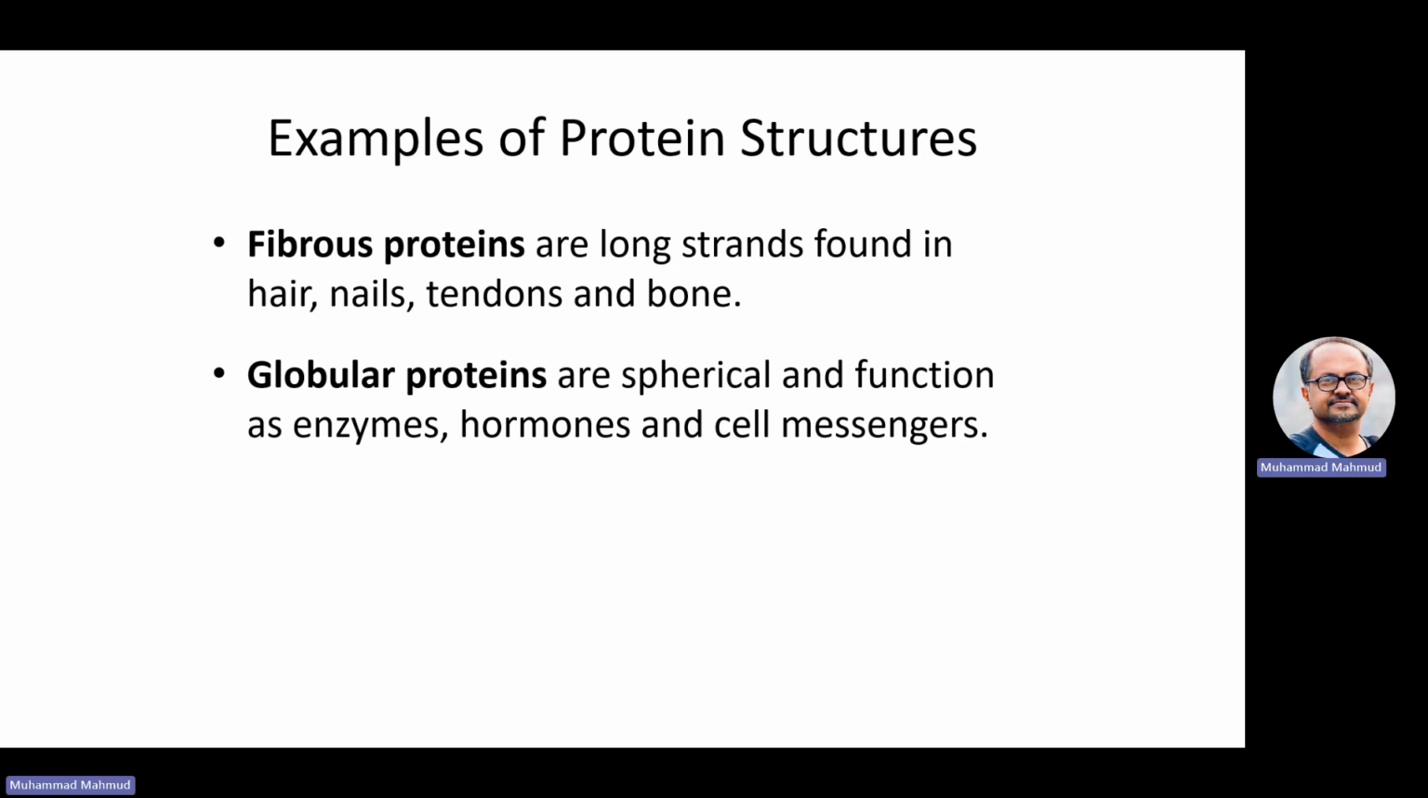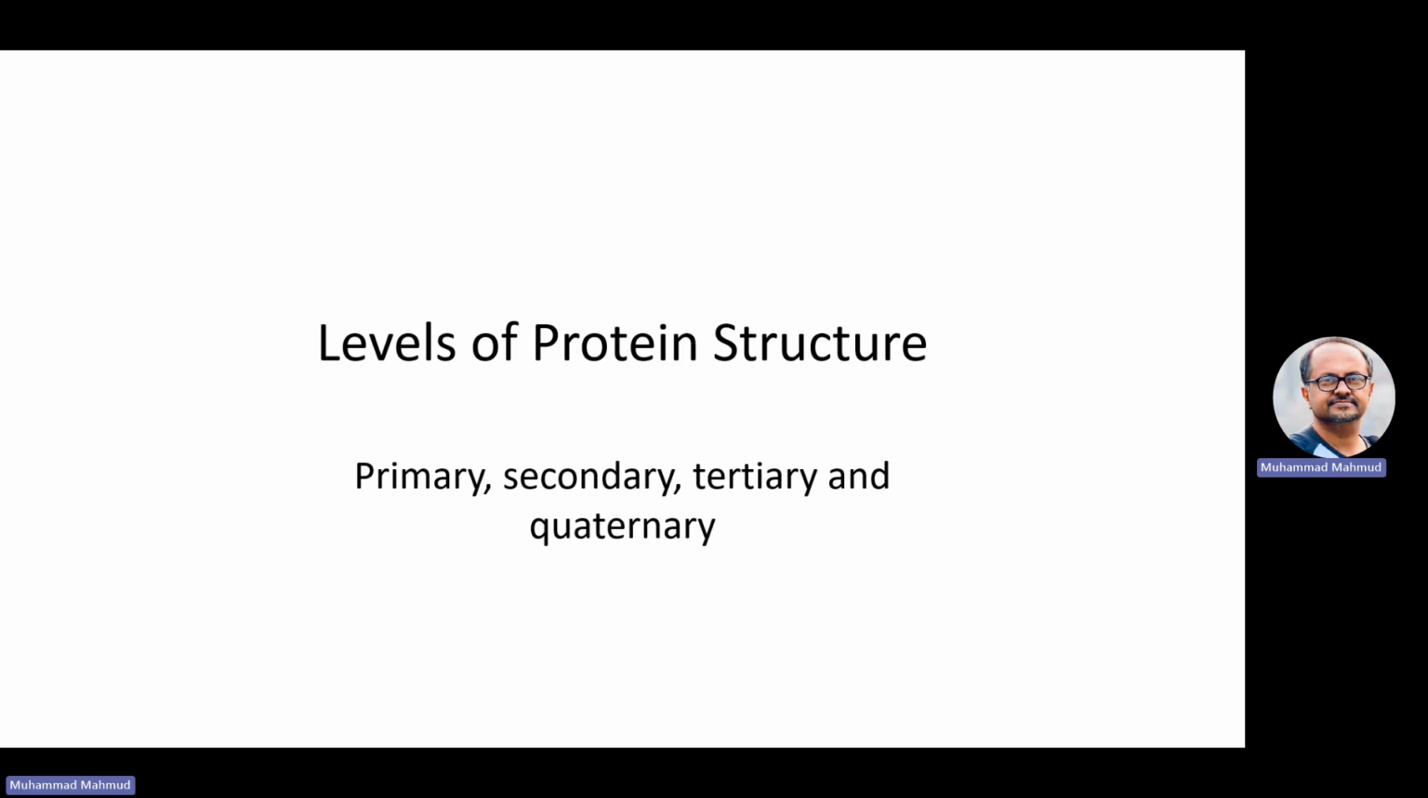Fibrous proteins are long strands found in hair, nail, tendons, and bones. These are fibrous. Globular proteins are spherical, functioning as enzymes, hormones, cell messengers. So a lot of those important functions are here. And in future, we are going to discuss their functions in detail. But for now, let's take a look at the levels of protein structure.